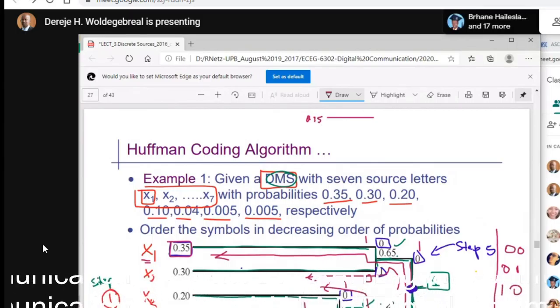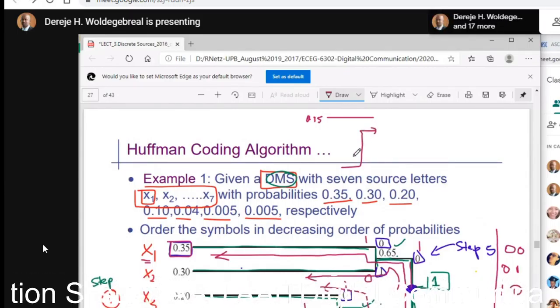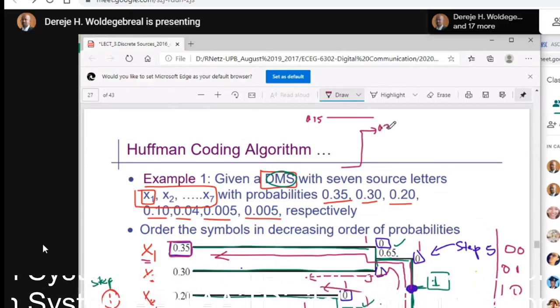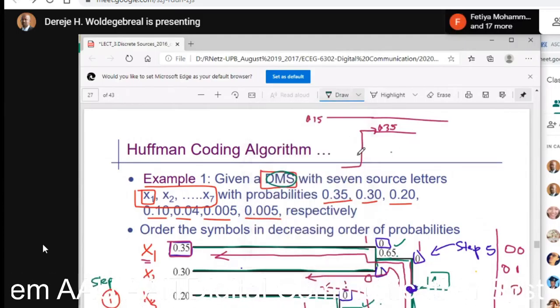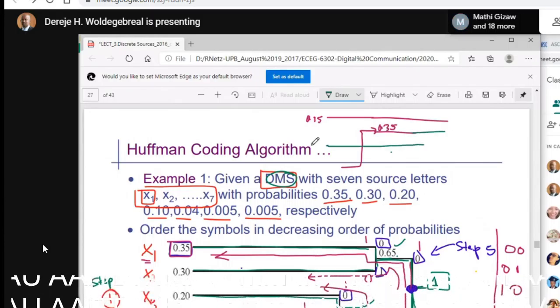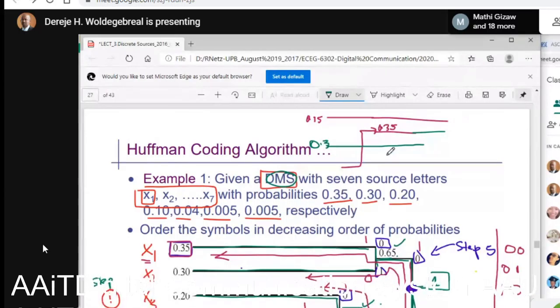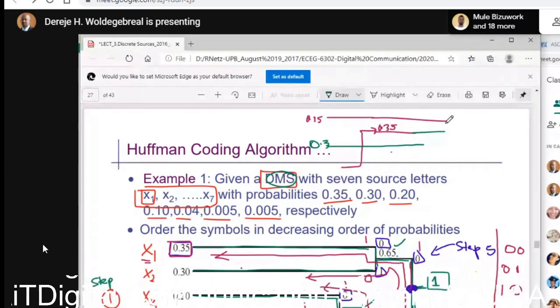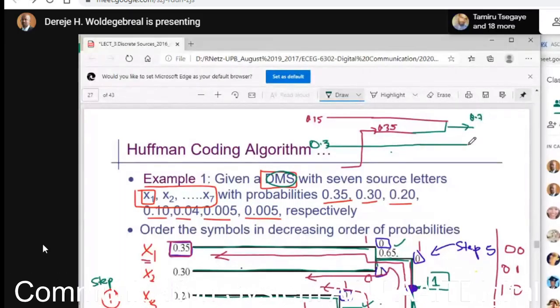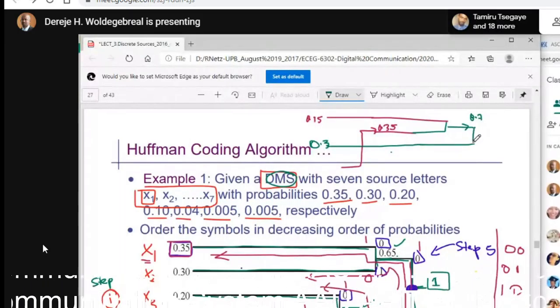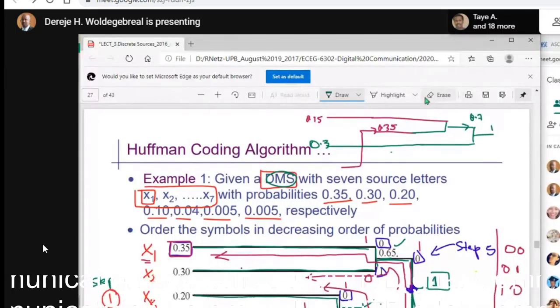We can put the 0.35 above or below the other 0.35, and then the 0.3 either below or above. Okay, in this kind of way we can reorder. If we combine the two, 0.35 plus 0.35 would be 0.7, and then you have 0.3 plus 0.35, that would be 1.